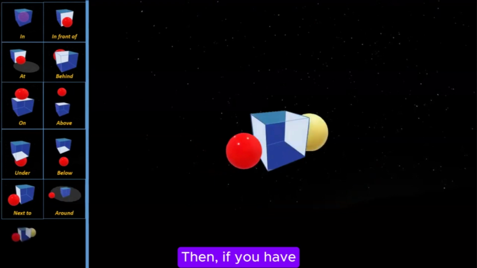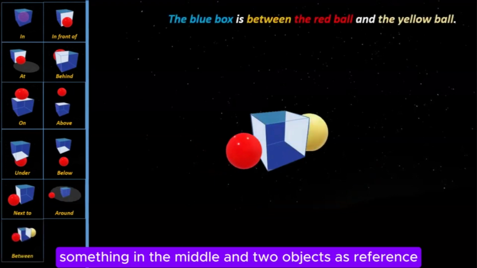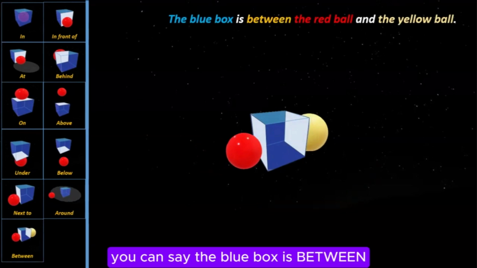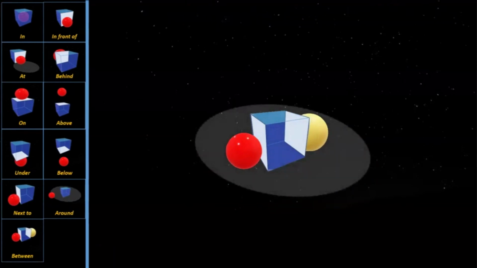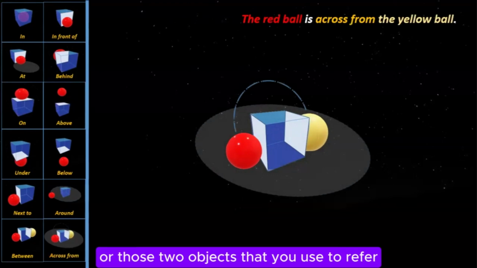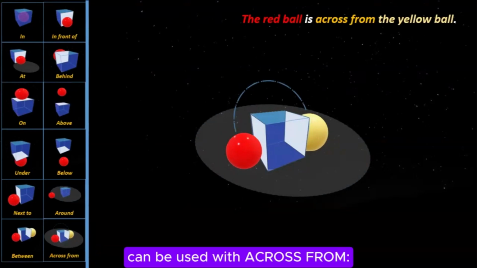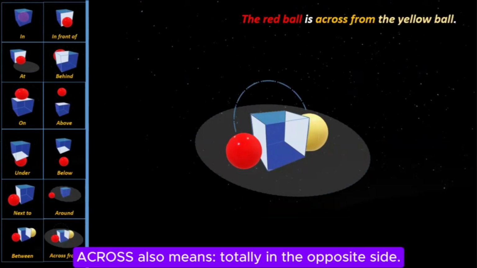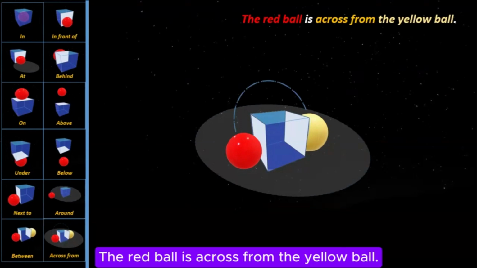Then, if you have something in the middle and two objects as reference, you can say the blue box is between and then the two objects of reference, in this case the red ball and the yellow ball. Those two objects that you use to refer can be used with across from. One is across from the other. Across also means totally in the opposite side. The red ball is across from the yellow ball.